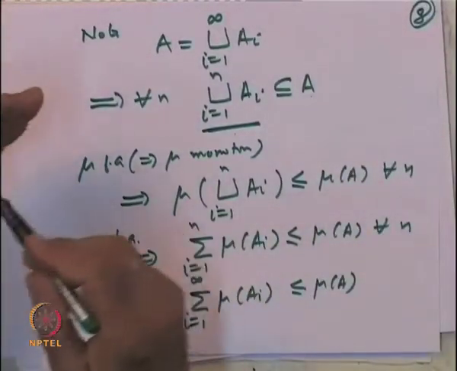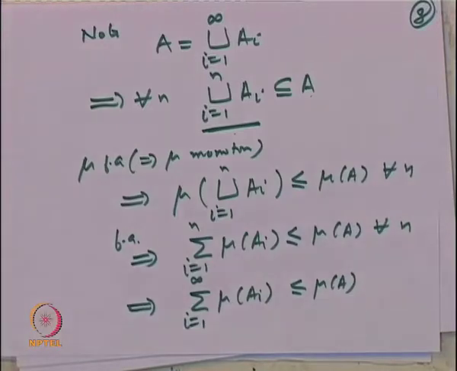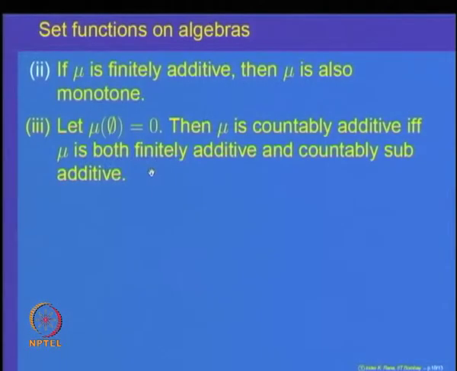So, what we have proved is the following, namely, we have given a characterization of the countably additive property of set functions which are finitely additive. So, if mu of the empty set is equal to 0, then mu is countably additive if and only if.